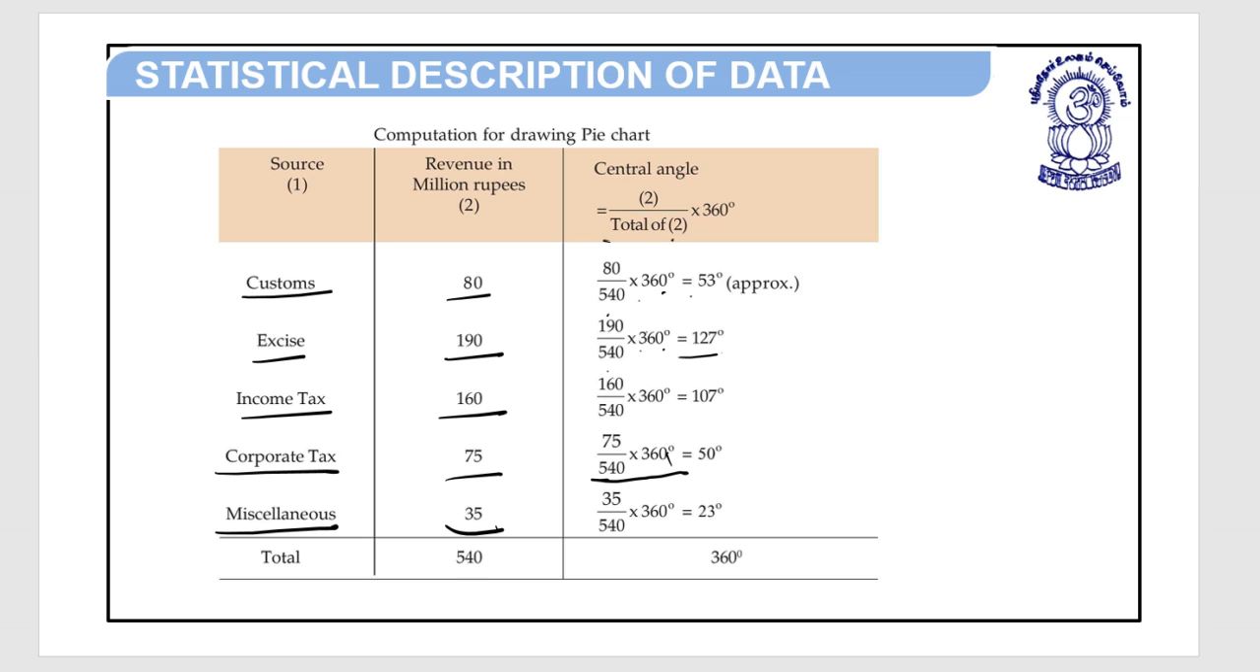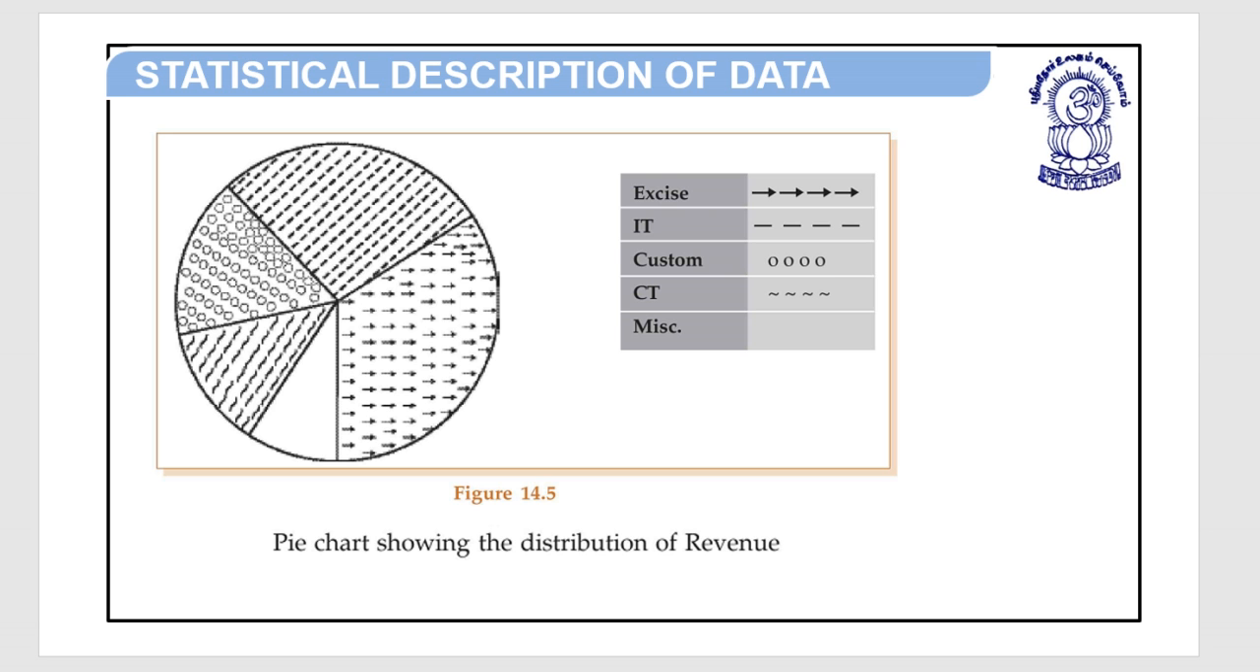Miscellaneous revenue is 35 million rupees. So 35 upon 540 into 360 is equal to 23 degrees. So the total of these, 53 plus 127 plus 107 plus 50 plus 23, is 360, and total revenue in million rupees is 540. Using the pie chart, we draw it.